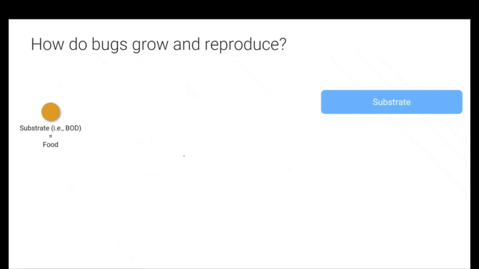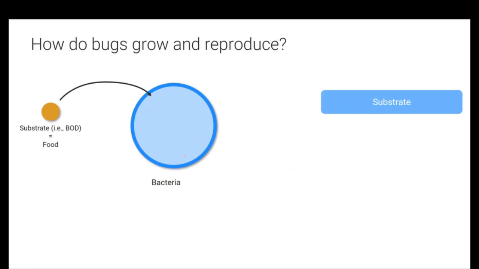So when we look at the amount of bugs we have in our system, most of them are coming from BOD, influent BOD, and BOD and reproduction. And so that's where we really focus on how much BOD is coming into a system versus how much mixed liquor we have. Our nitrifiers are a very, very small fraction of our total mixed liquor.